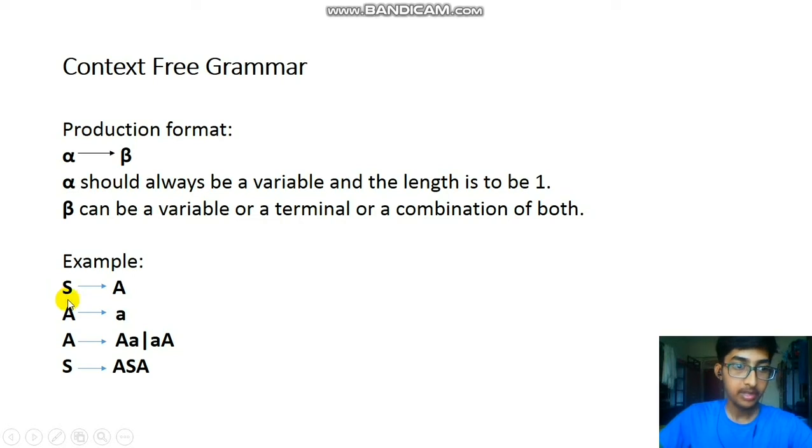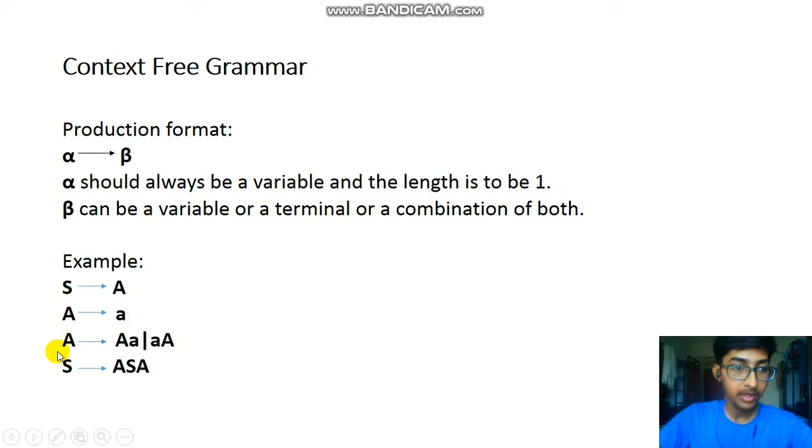First one, S defines A. This is alpha and this is beta. Alpha should always be a variable. S is a variable, which is an uppercase letter, and beta can be a variable. Second one, A defines small a. Here A is a variable and the length is 1. It defines beta, which can be a terminal.